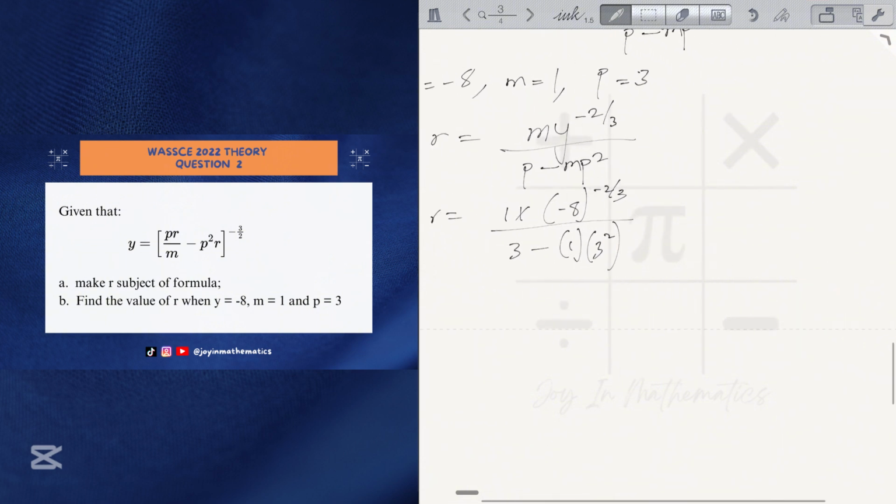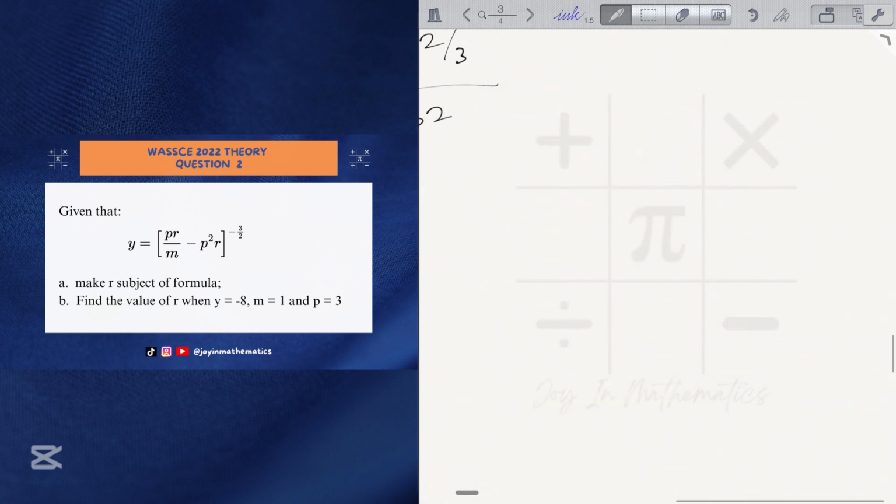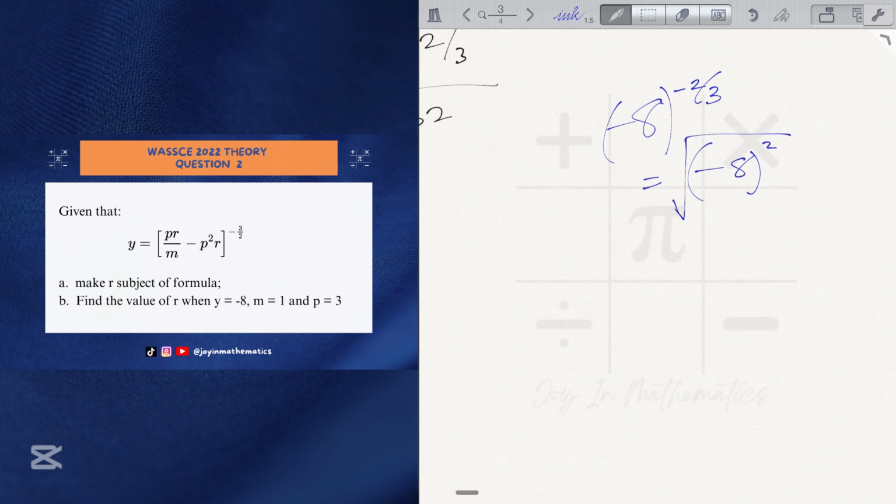So now let's simplify further. The question now is, what is minus 8 raised to the power of minus 2 over 3? Minus 8 raised to the power of minus 2 over 3 means we're talking about minus 8 being squared, and then we take the third root of the answer.